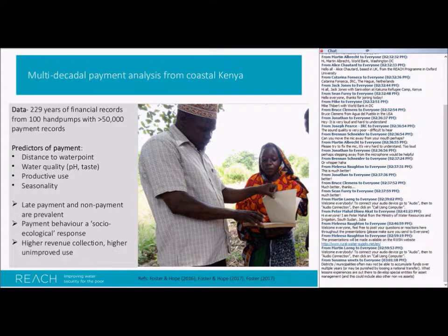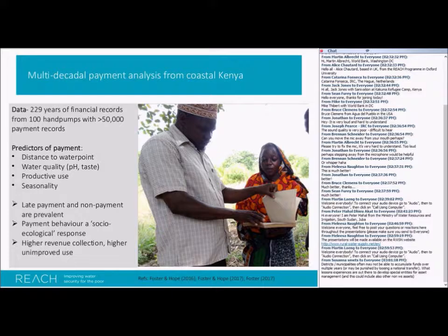The third is productive use. So the water pays for water hypothesis, where users use water for small-scale agriculture and livestock watering. Again, the payment rates are higher. And then finally, seasonality. So it's a dry season versus the wet season. People are more likely to pay in the dry season and then switch to other sources, often unimproved, in the wet season. So overall, late payment and non-payment are prevalent.